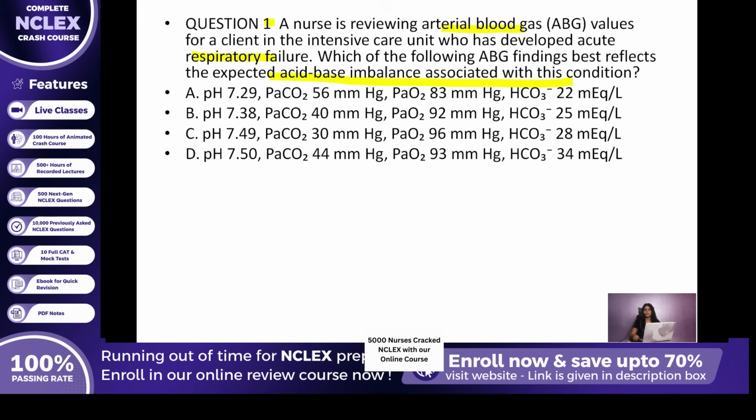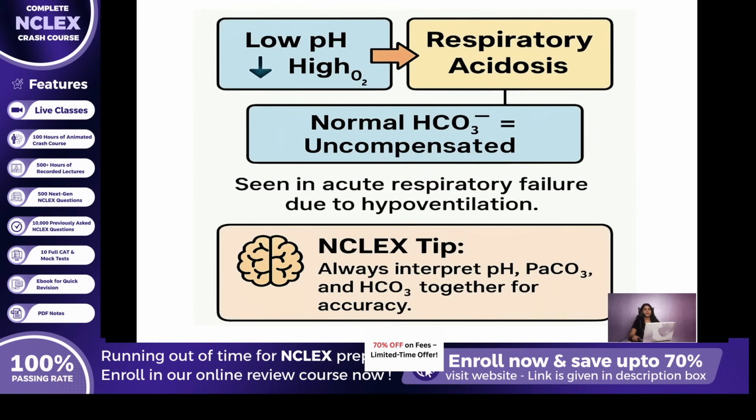The correct answer is option A, which shows respiratory acidosis, a common finding in acute respiratory failure caused by hypoventilation. The low pH and high carbon dioxide confirm a respiratory problem, and the normal bicarbonate suggests it is still uncompensated. For NCLEX success, remember, respiratory acidosis means low pH and high PaCO2, and in acute cases, compensation may not be present. Always interpret pH, PaCO2, and HCO3- together for a complete picture.